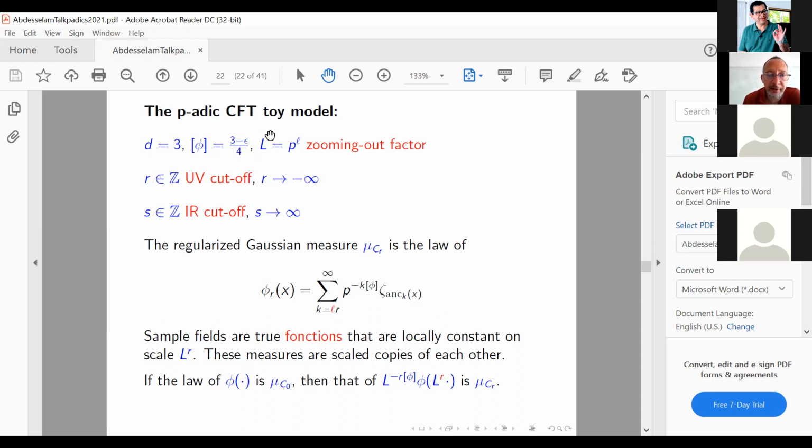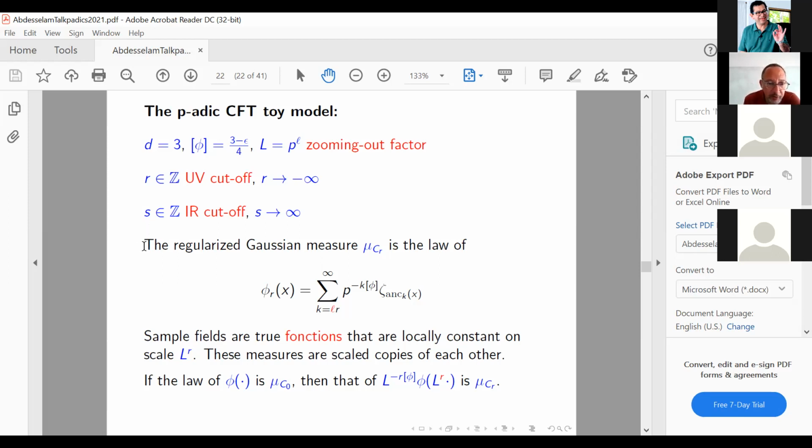Now for the L, the number I use to go from one scale to another, I will use the prime number T at some power little l, which is fixed. So this is used to go from one scale to the next. Once again, R is going to serve as the UV cutoff. That means that the smallest scale in the system in X space is L to the R. It's going to go to 0. The infrared cutoff, the size of the box, is going to be L to the S.